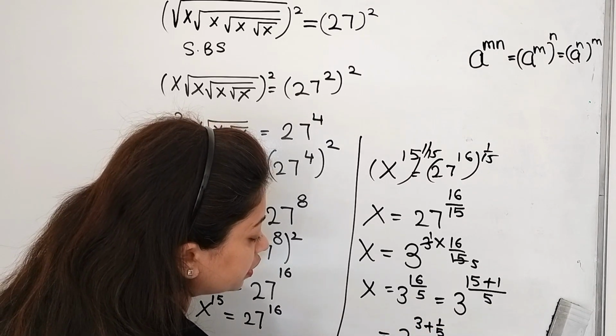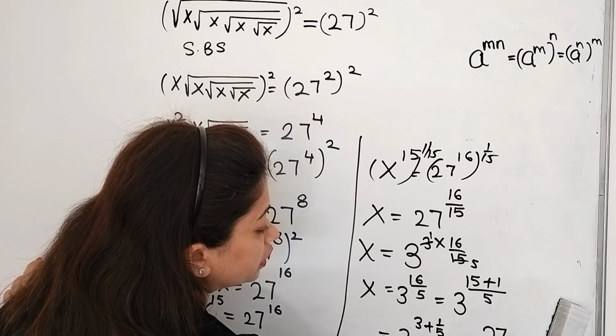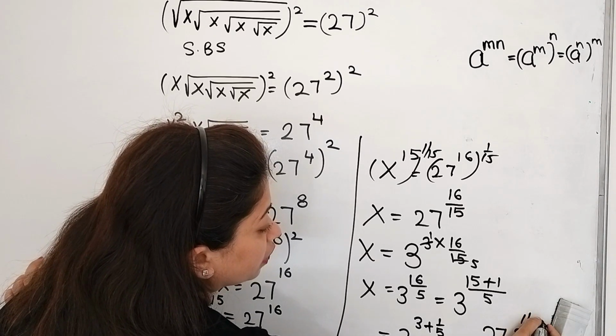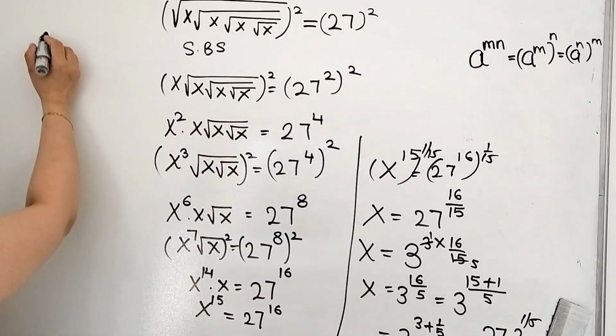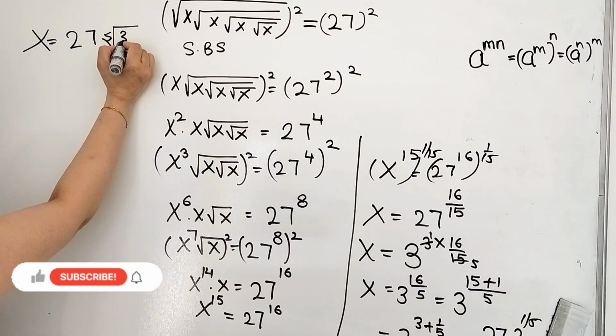So this is 3 raised to power 3 times 3 raised to power 1 by 5, that is equal to 27 times 3 raised to power 1 by 5. So x is actually equal to 27 times the fifth root of 3.